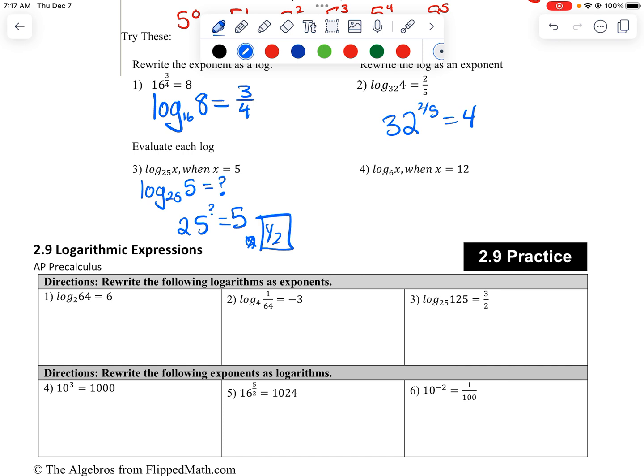And this one, let's see, log base 6 of 12, what does that equal? 6 to something equals 12. Well, this would be a calculator. So you could type that into your calculator because we couldn't figure that out.